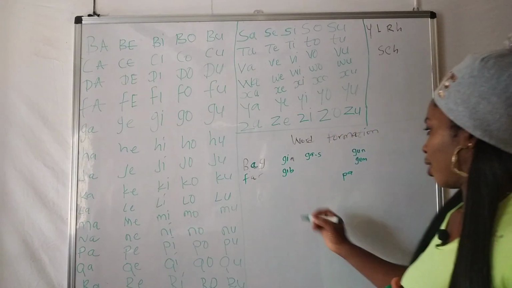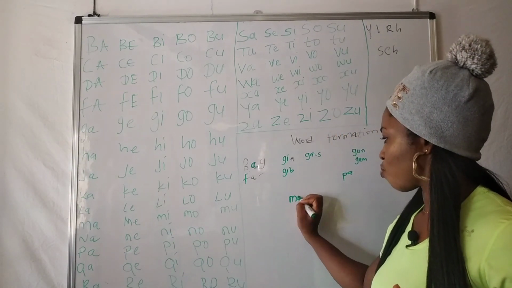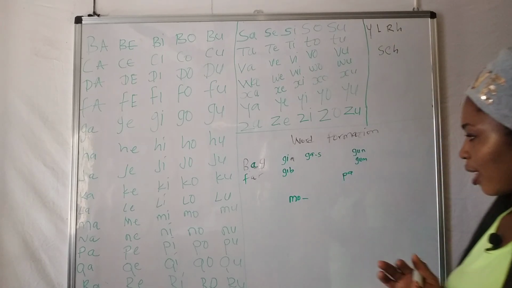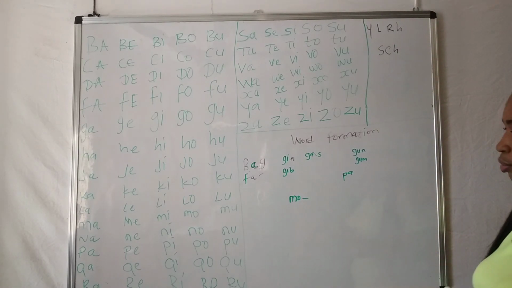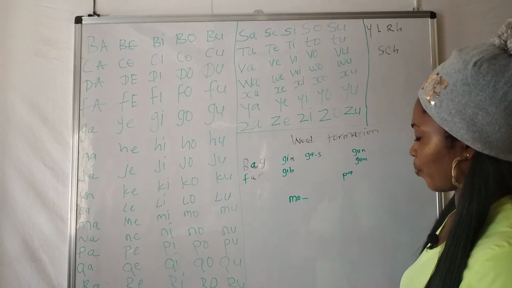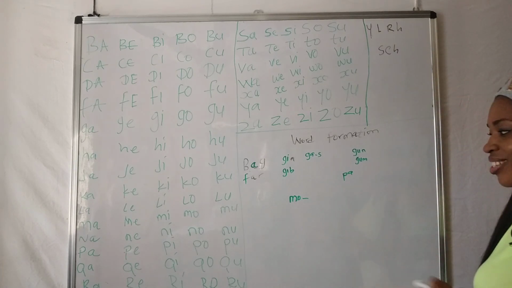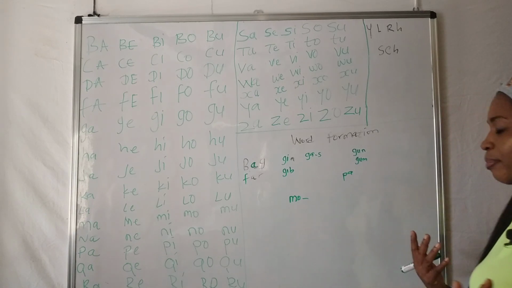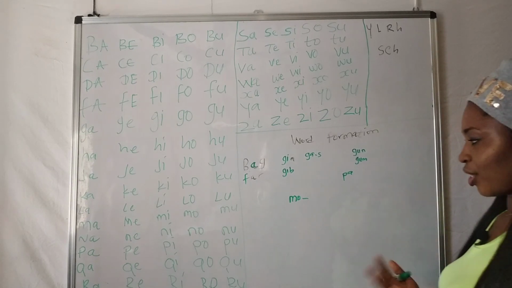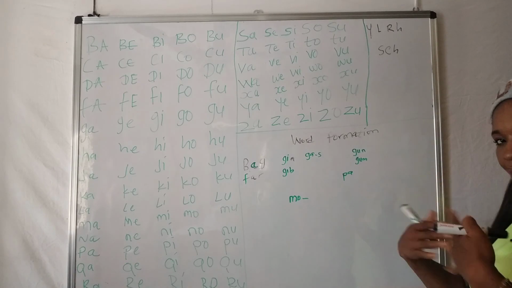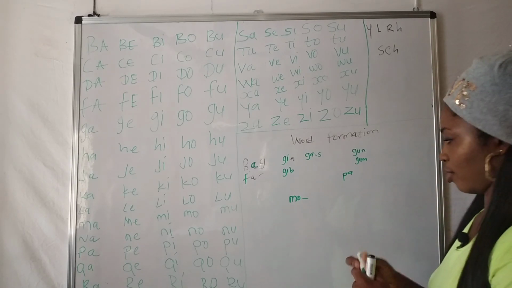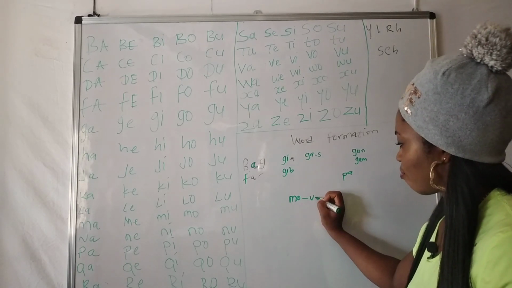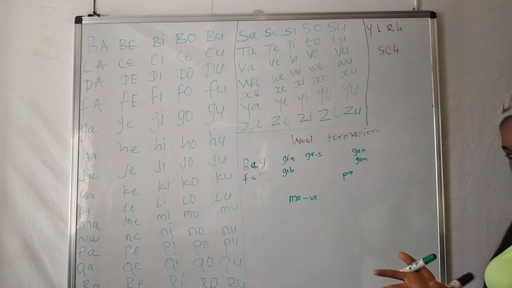You have M-O, which is the mo sound. Okay, we have the mo sound. What should we add now? We can add VE, that's move, like move. This is VE, move, in form of movement.